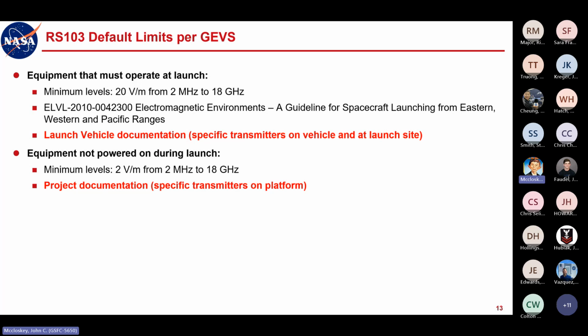For equipment that is not powered on during launch, like your science payloads and such, the minimum level we recommend is 2 volts per meter. Again, I clearly missed updating this, but that really should be 200 megahertz and above. Again, project documentation, it's mission specific. If you have some reason to test to different levels, then that's what you need to incorporate.